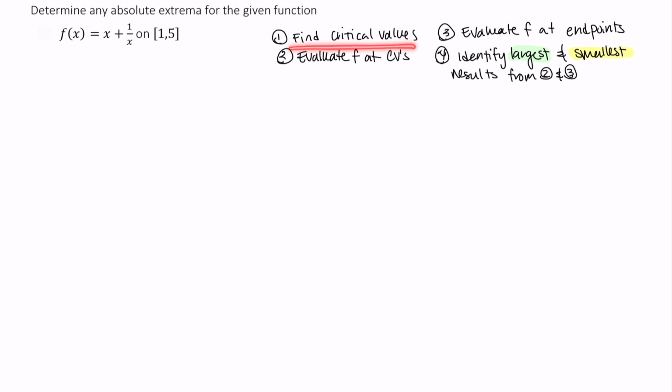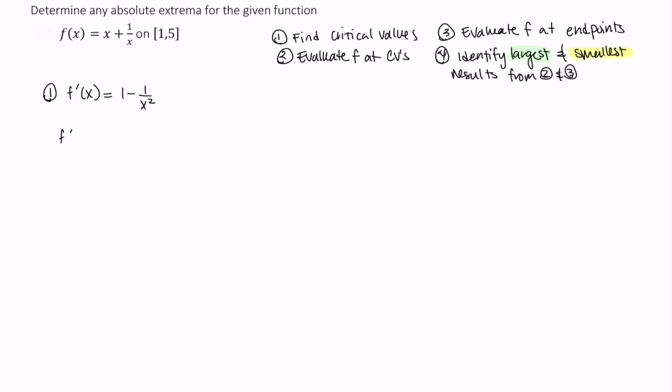We're going to first find the critical values. We're going to evaluate f at these critical values. We're going to evaluate f at its endpoints. Then we're going to identify the largest and smallest results from step 2 and step 3. Okay, so the first thing we want to do is find the critical values. So to do that, we need the derivative of f. The derivative of f is 1 minus 1 over x squared.